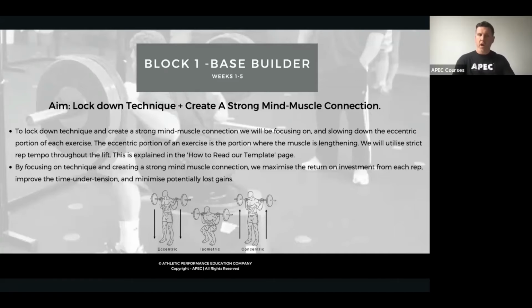By focusing on technique and creating a strong mind-to-muscle connection, we maximize the return on investment from every rep that we do, and we improve what's called time under tension and maximize potential gains.